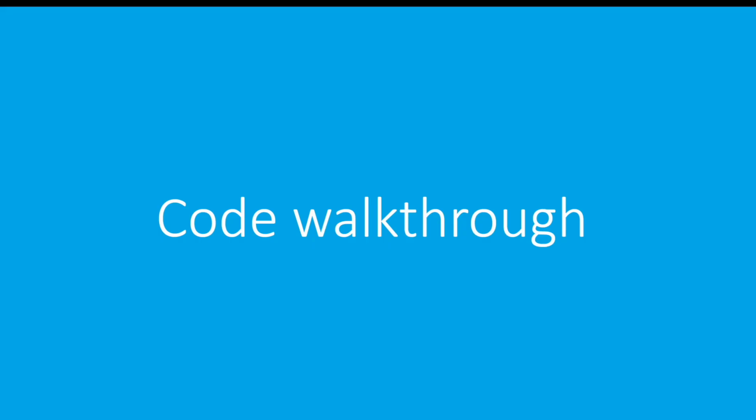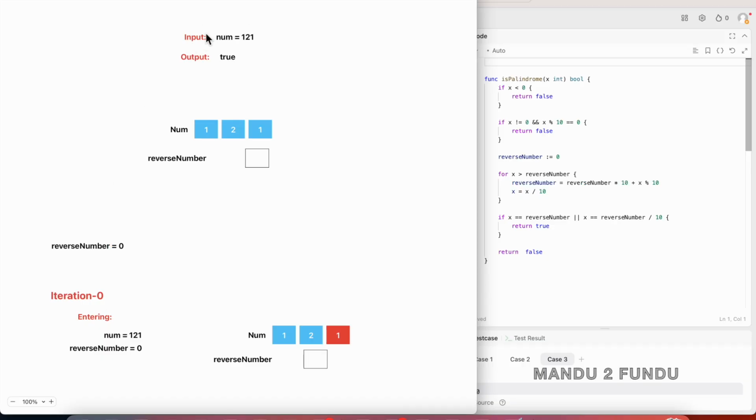Next, I'm going to do the code walkthrough with sample input. Let's do the code walkthrough for this input. The input number is 121 and the expected output is true.